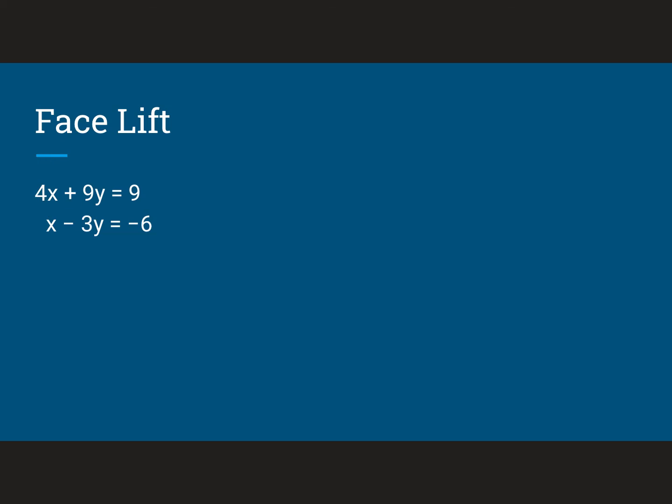In this case, I'm looking for something that will make my numbers equal. I see I have a positive 9y and a negative 3y. So I can make that 3 into a 9 really easily, just multiplying this by 3. I've already got positive and negative. So this becomes 3x minus 9y equals negative 18. Please remember that you multiply each part.